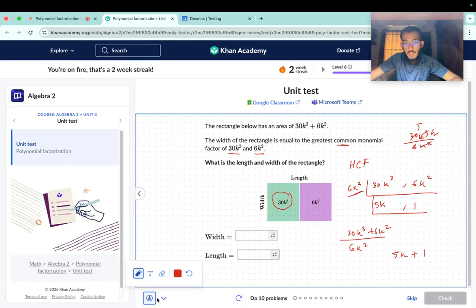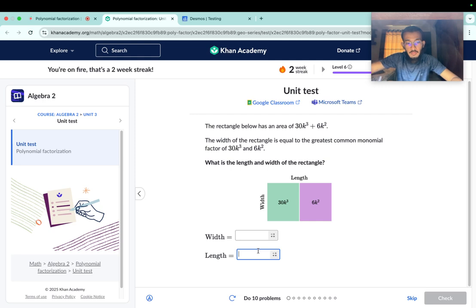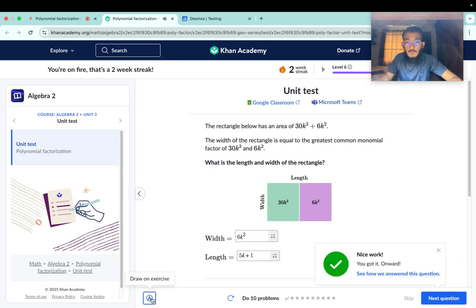So this is the length. 5k plus 1 is the length, and 6k squared is the width. 6k squared is the width. Let's see. There we go.